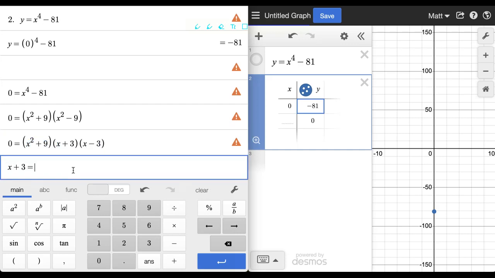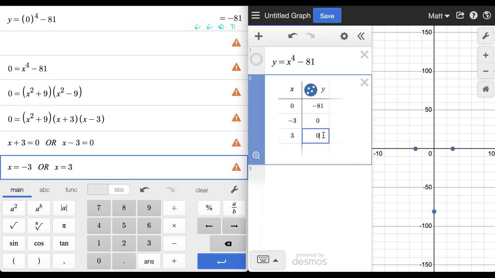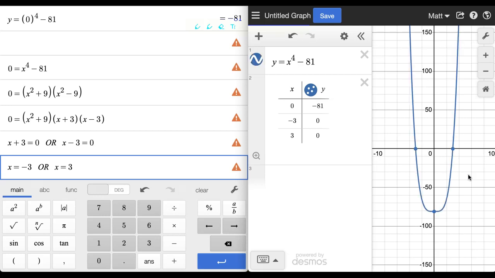If you have x plus 3 equals 0 or x minus 3 equals 0, that means x equals negative 3 or x equals positive 3. So we should have two x-intercepts here. One y-intercept at the negative 81, two x-intercepts at negative 3 and 3. Let's graph it to make sure. There we go.